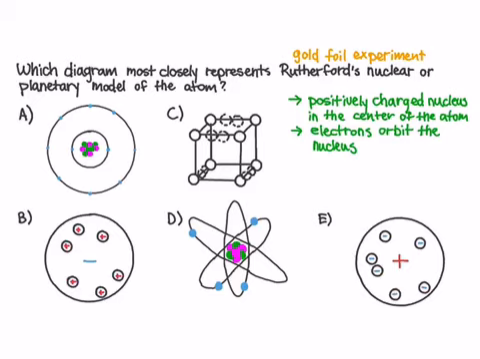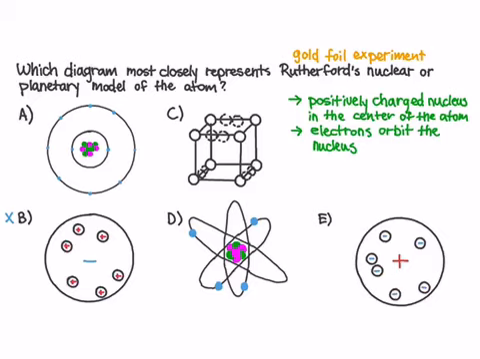In diagram A, we have electrons in orbits around the nucleus. This certainly matches what we're looking for, so let's keep this diagram in mind. In answer choice B, we have positively charged particles in a negative charge. This diagram certainly doesn't match what we're looking for. In fact, it doesn't match any model of the atom.